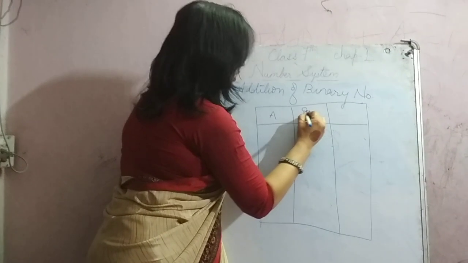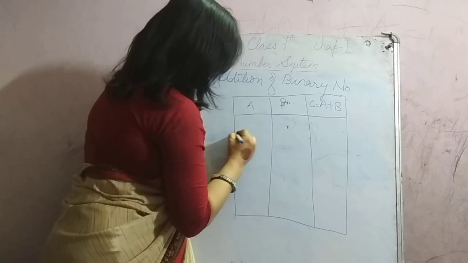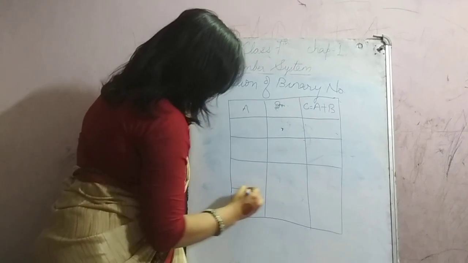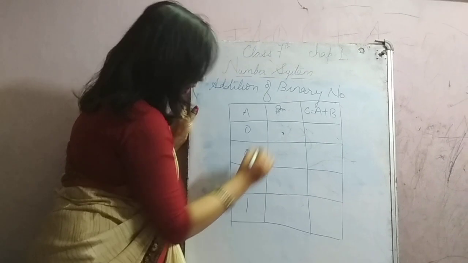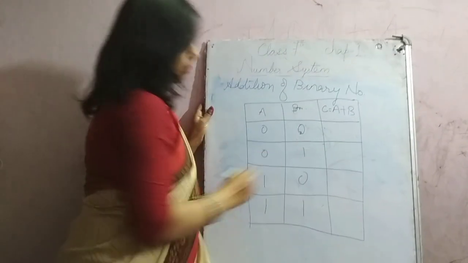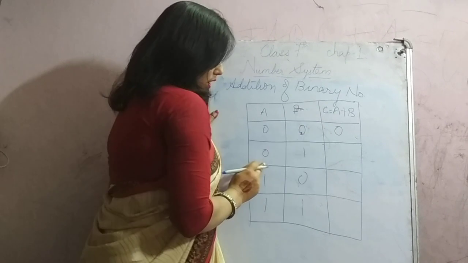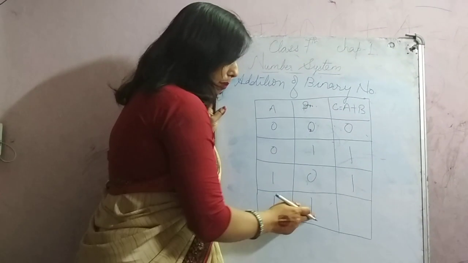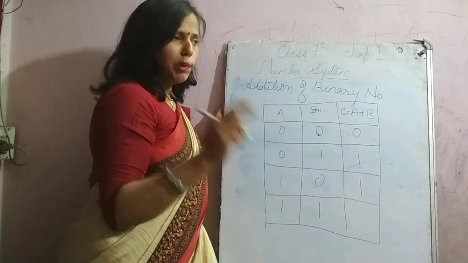A, B, C equals A plus B. In binary number there are only 2 digits. So we have to make the combination of these 2 digits. That is 0, 0, 1, 1 and 0, 1, 0, 1. Now adding 0 plus 0, it will be always 0. Now 0 plus 1, it will be 1. 1 plus 0, it will be 1. Now 1 plus 1. In binary number, 1 plus 1, it will be 2.